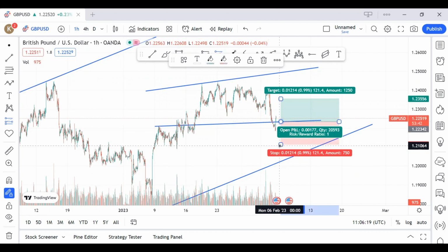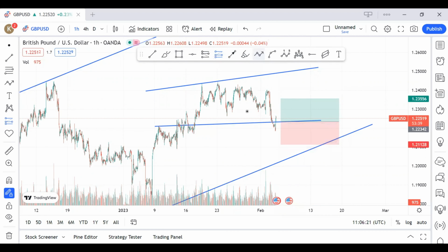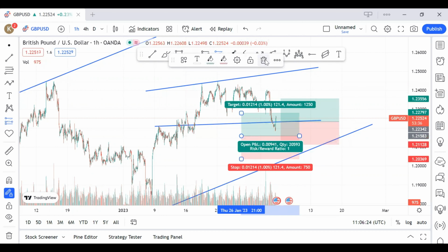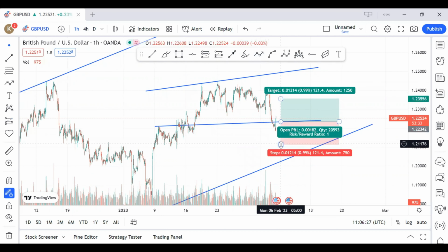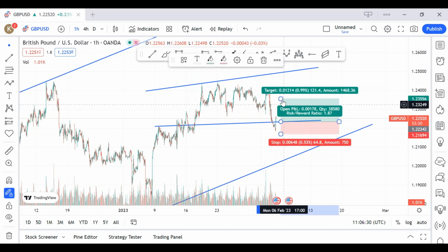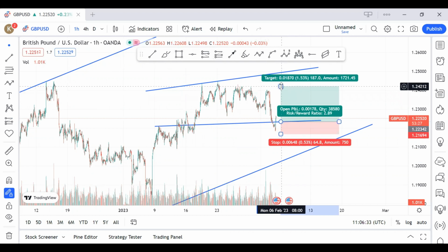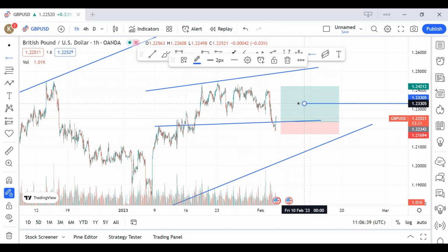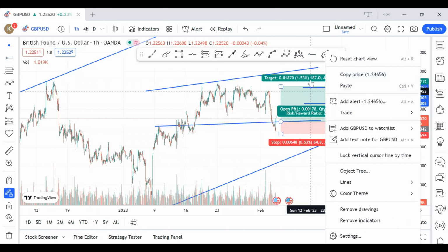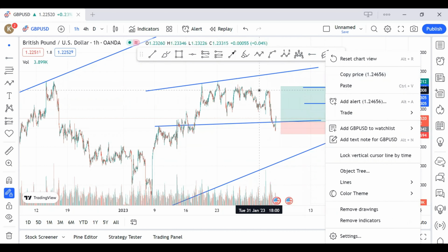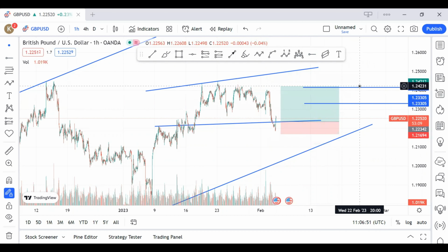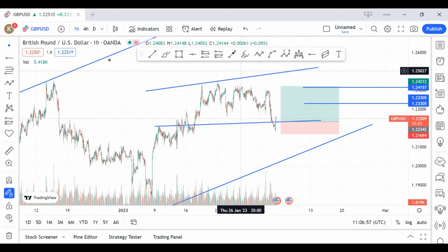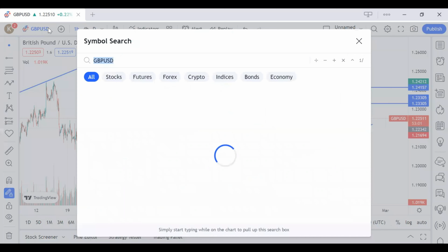You can put your stop loss just below this level here, and you take profit at this level here. This will be my take profit 1 and take profit 2. This is GBP USD. So let's jump into Euro AUD.